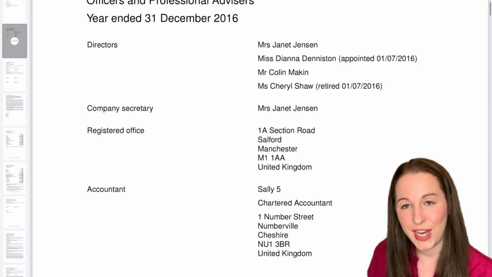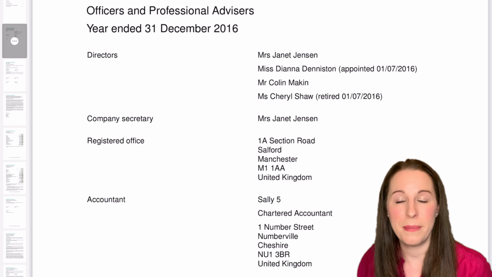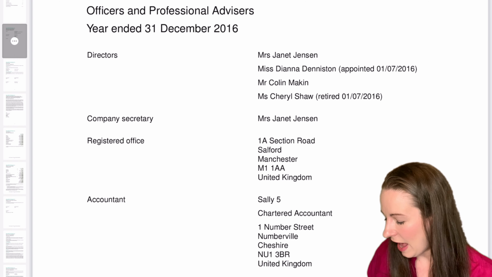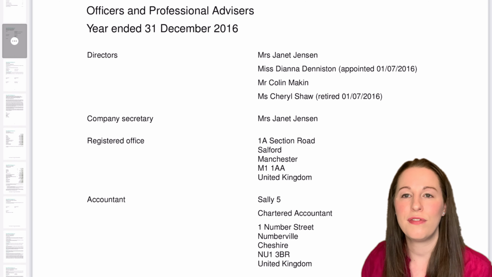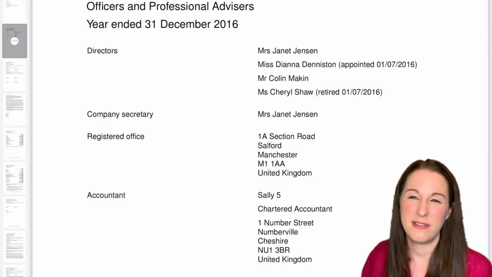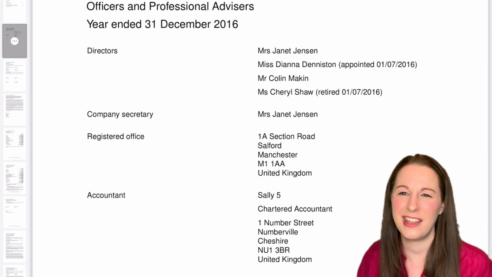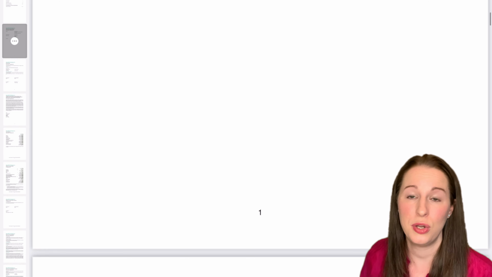Now, the next page here is one that tends to be included within a small company set of accounts, definitely. And that is who the directors are, company secretary, the registered office address, and potentially the accountant. Now, these are all pretty much available on Companies House, so it's nothing that anyone couldn't already potentially find out about you and your company.